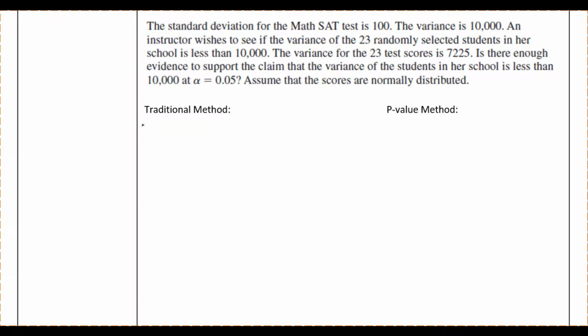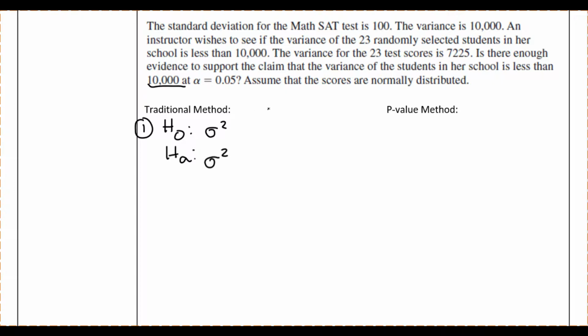So again, the first step in any hypothesis testing process is to identify your claim and your hypotheses. So we have our null hypothesis and our alternative hypothesis, just as in the other lessons. Now they said that we want to support the claim that the variance is less than 10,000. The symbol for the population variance is sigma squared. If they're asking about standard deviation, we would simply use regular sigma and not sigma squared.